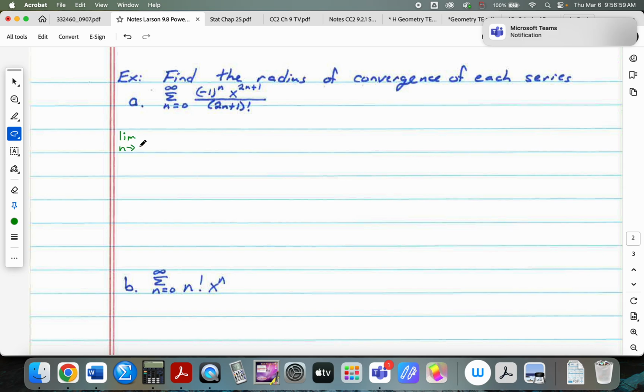Okay? So, if we take the limit as n goes to infinity of the absolute value, and remember, we're going to put the n plus first term over the nth term. So this will be -1 to the n plus 1 times, and this is a place where students sometimes get into trouble, they want to put 2n plus 2. But remember, what we're replacing is we're replacing the n with n plus 1. So it'll be 2n plus 3.